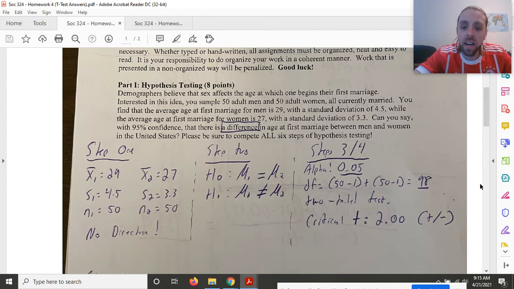You should have identified a critical T of 2.00. And then you'll notice I put in parentheses here plus or minus. Since this is a two-tailed test, I am going to need to calculate a T that is either greater than positive 2 or less than negative 2. If it falls beyond, either greater than the positive version of this or less than the negative version of this, that will allow me to say I reject the null hypothesis with 95% confidence.